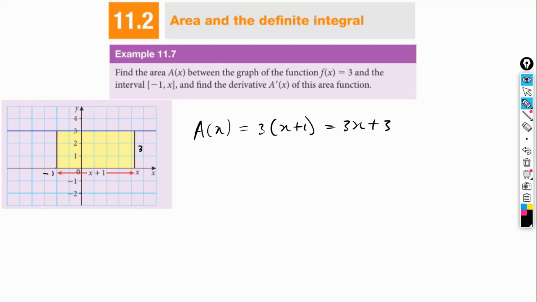And then notice that they want us to find the derivative. So what would be the derivative of 3x plus 3? Well, the derivative of A of x is simply going to be 3. But notice that this is f of x, and this is f of x. So there's an interesting relationship between the area under the curve and the derivative.